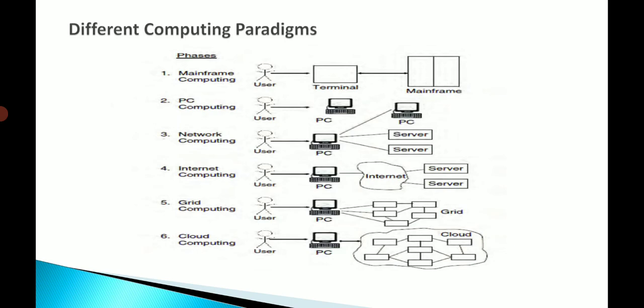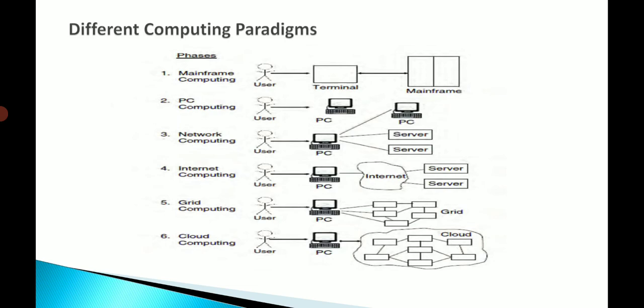These are the different computing paradigms. They consist of a number of phases. Phase 1 is mainframe computing, phase 2 is PC computing, phase 3 is network computing, phase 4 is internet computing, phase 5 is grid computing, phase 6 is cloud computing. In phase 1, many users shared a powerful mainframe using dummy terminals. In phase 2, PC computing, standalone PCs became powerful enough to meet the majority of user needs. In phase 3, network computing, PCs, laptops and servers were connected together through local networks to share resources and increase performance.